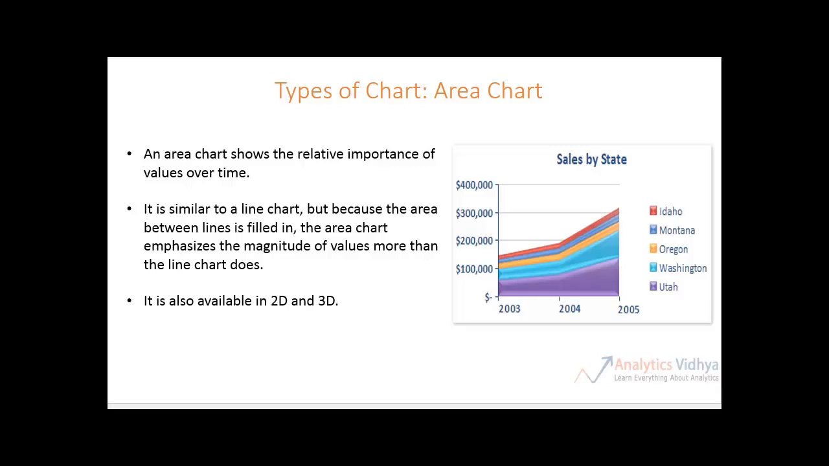Let's now learn about area chart. Area chart is similar to line chart, which is used to show trends or relative importance over time. The basic difference between a line chart and an area chart is that in an area chart, the area underneath the line gets filled with color to show the magnitude over time.